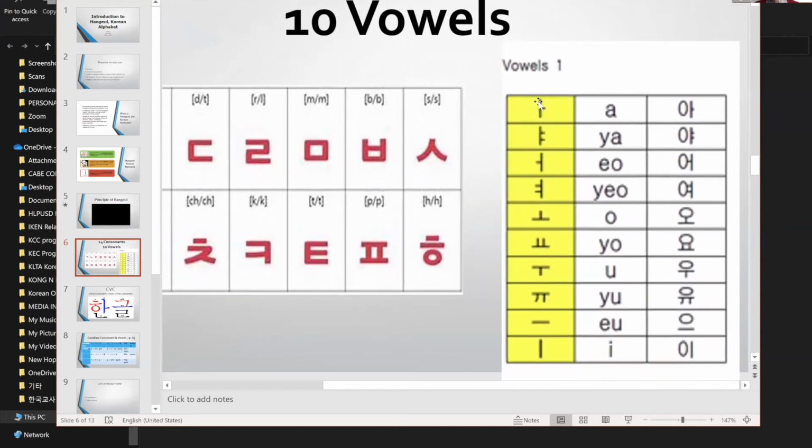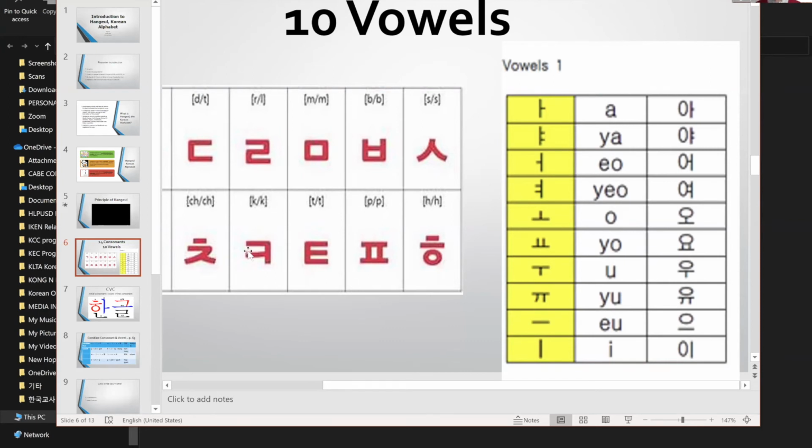Vowels: the standing vowels are A, Ya, O, Yo. And the ground, lying vowels are O, Yo, U, Yu, U, I. So A, Ya, eo, yeo, and i stand on the right side of the consonant. And o, yo, u, yu, eu are ground vowels, so they go at the bottom of the consonant.